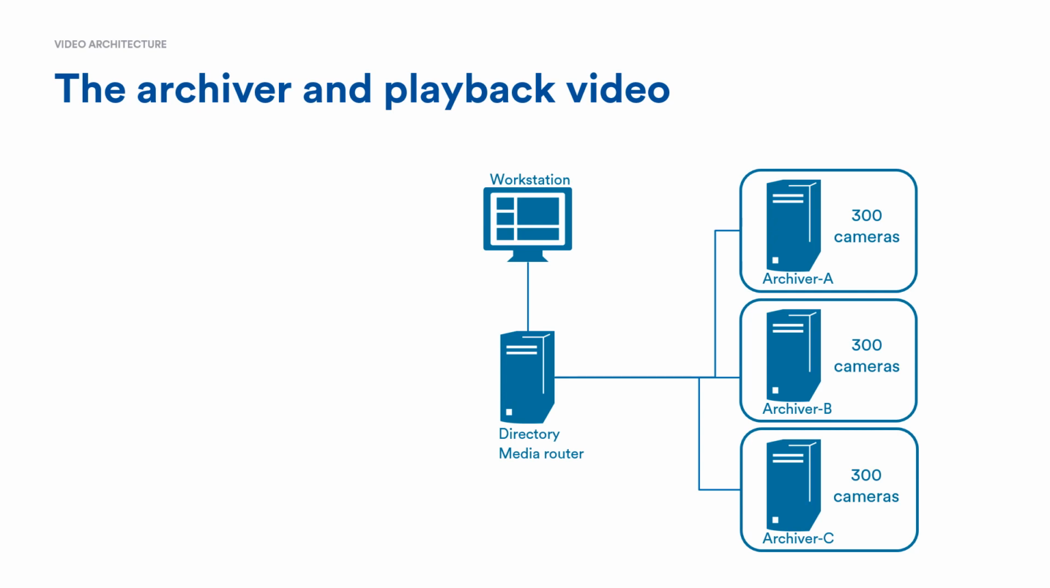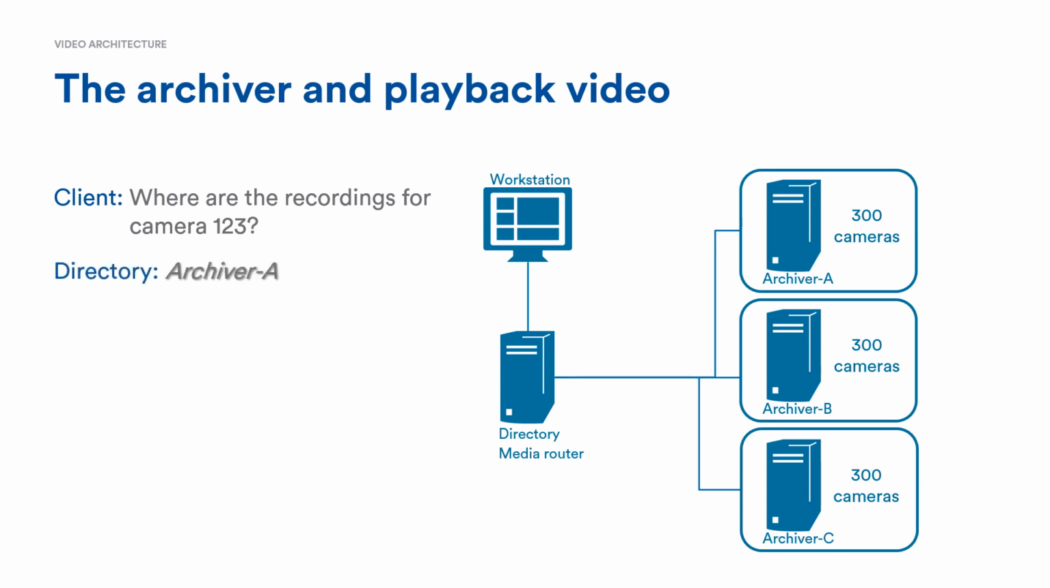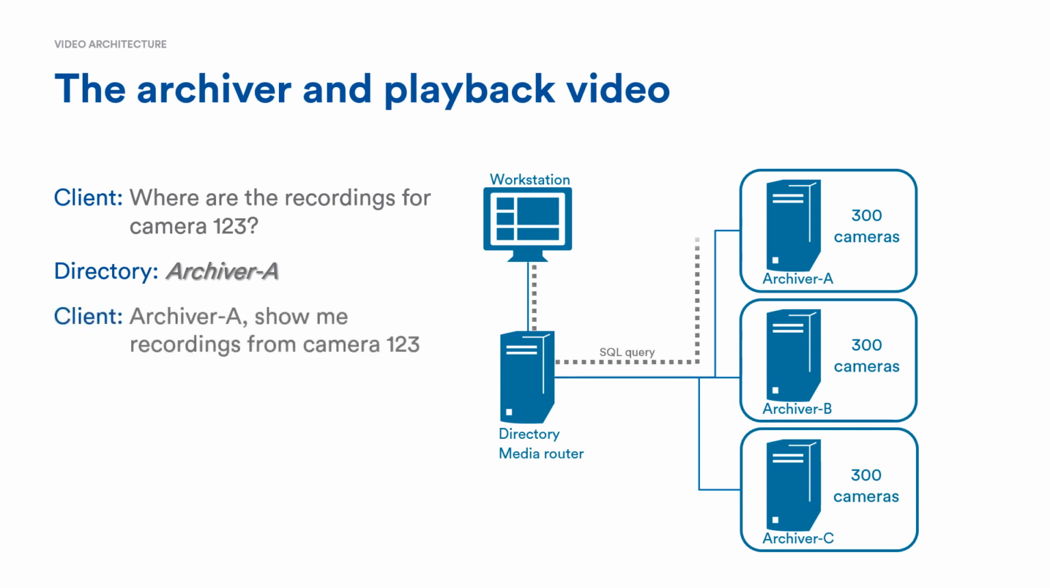So if I'm looking for a specific recording from a specific camera, how is that done? The workstation doesn't know which archiver the camera is connected to, so the workstation doesn't know which database should be searched. Well, the client workstation is connected to the directory, and the directory knows which archiver the camera is connected to. So when a client requests recordings from a specific camera, that search is actually an SQL query that's forwarded to the archiver who records that given camera.